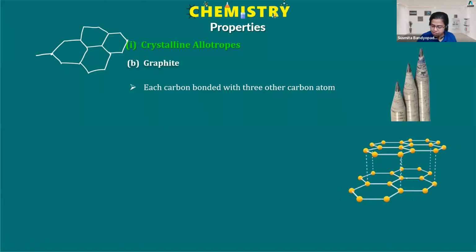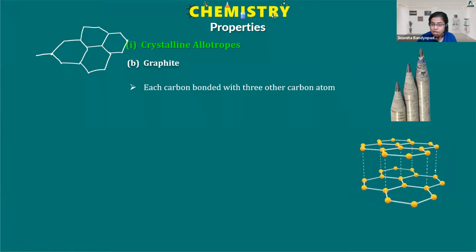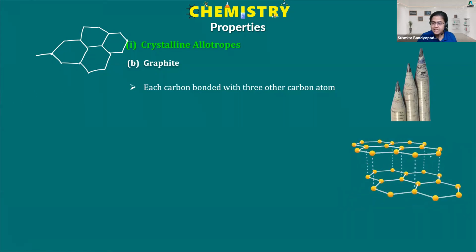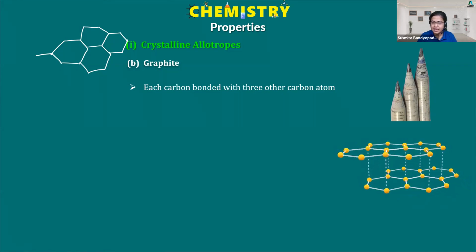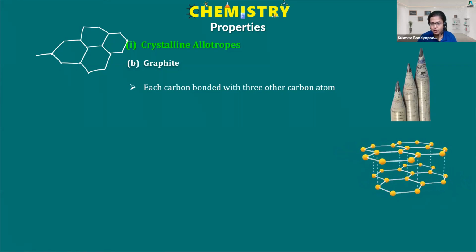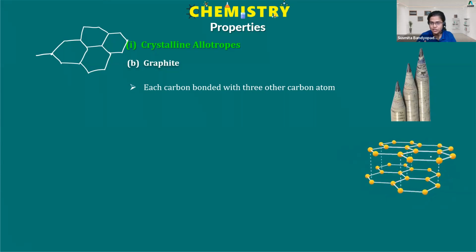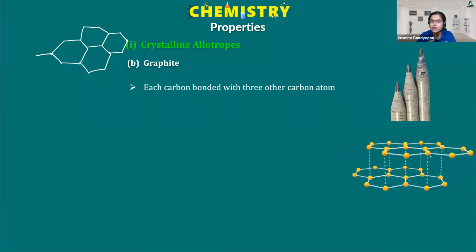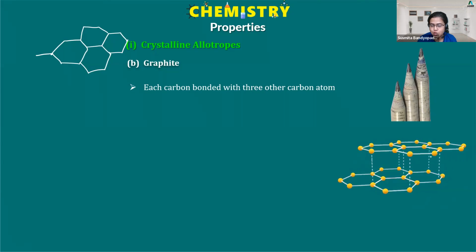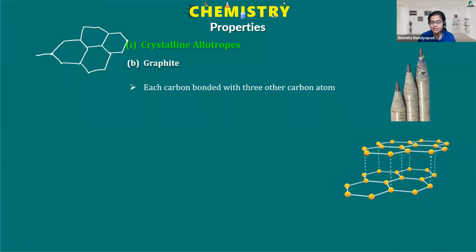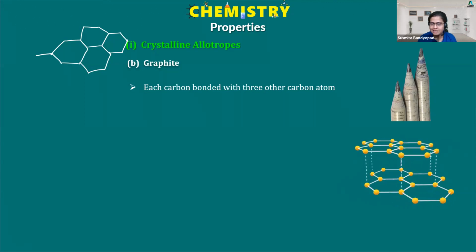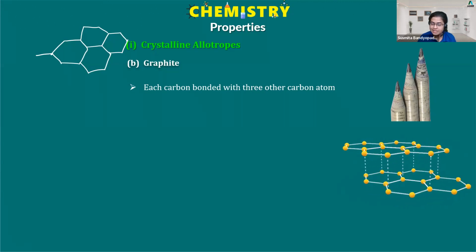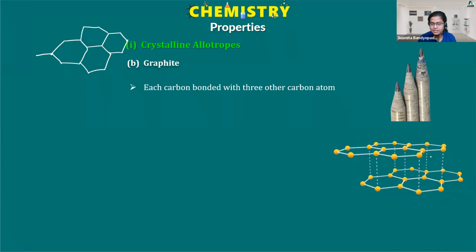And see, can you see these dotted lines? Weak van der Waals forces hold the different layers together. So the different layers in graphite are held by weak van der Waals forces, as a result of which these layers can slide over each other, making graphite soft and slippery. The presence of the delocalized electron makes it a good conductor of electricity.